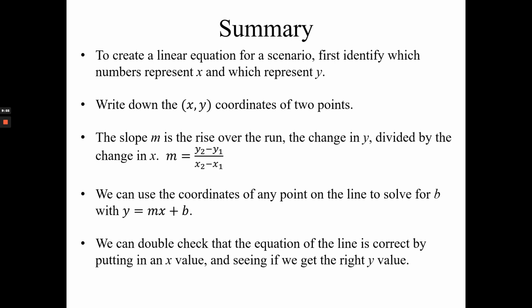Then, based on those points, we can find the slope m, the rise over the run, the change in y divided by the change in x, so that's y2 minus y1, all divided by x2 minus x1. And once we have that m as a specific number, we can use the coordinates of any point on the line to solve for b using our y equals mx plus b equation. And it's always a good idea to double check and make sure the equation of the line is correct by putting in an x value, and see if we get the right corresponding y value. And that's how we can come up with a linear equation for just about any scenario.